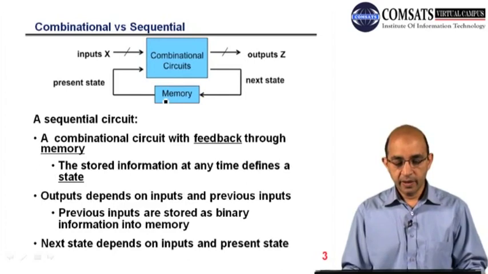On the other hand, in a sequential circuit, we have the input and the output, and you can see a feedback. But the feedback is connected to the input via the memory. You need memory in order to store the previous state. The stored information at any time defines a state, so we need to store the state, and for that we need memory.